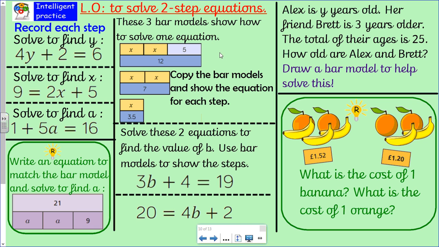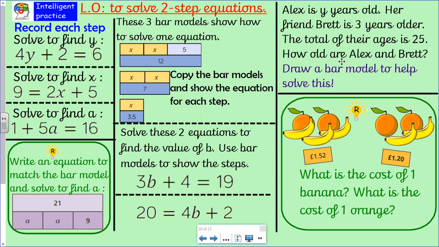So for this bit of the bar model, what is this actually showing? It follows on. This is related to this. And what is this actually showing? They are related to each other, okay? One question. Then can you solve these two separate equations to find the value of b? What I'd really quite like is that you draw a bar model to show the steps. If that's too much, just show me your working out, but I would love to see some bar models on that one.